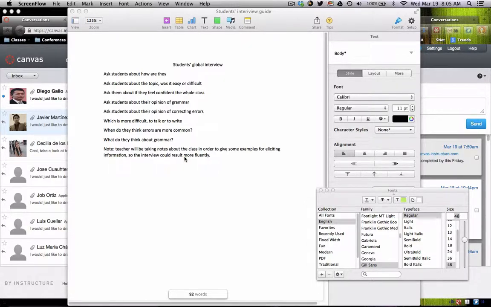And you can frame them as a question as you've done, or you can just include prompts as you've done here as well. So that's fine if you just want to list out, ask students about, but ask them about something that is more specific to your research questions and things that you might observe. So just to remind yourself that you are trying to focus more on things that you observe, not so much in general. So when you have a question, for example, you ask, when do they think errors are more common?